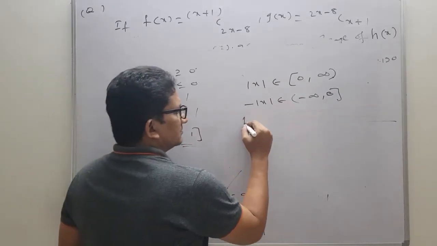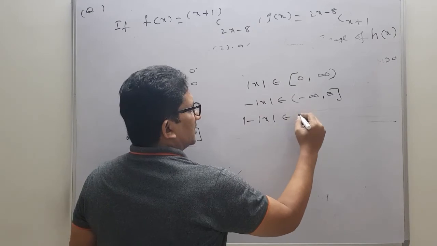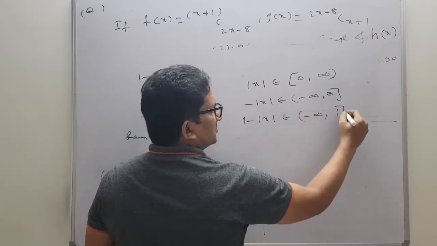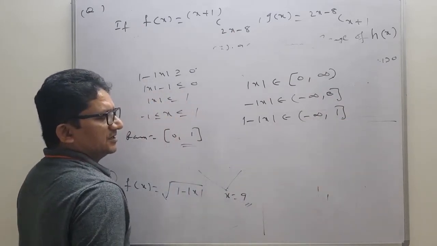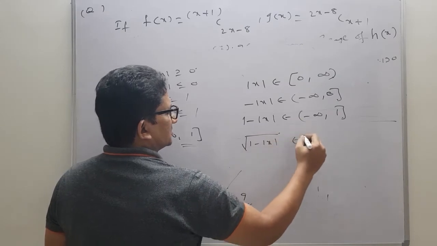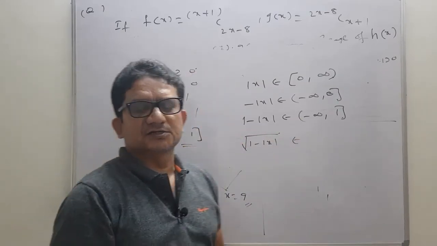Now add 1. 1 minus mod x belongs to 1 minus infinity, which is also minus infinity, to 1 minus 0, which is 1. This is what we will get. Now the question is square root of 1 minus mod x. So this point I told you already also.